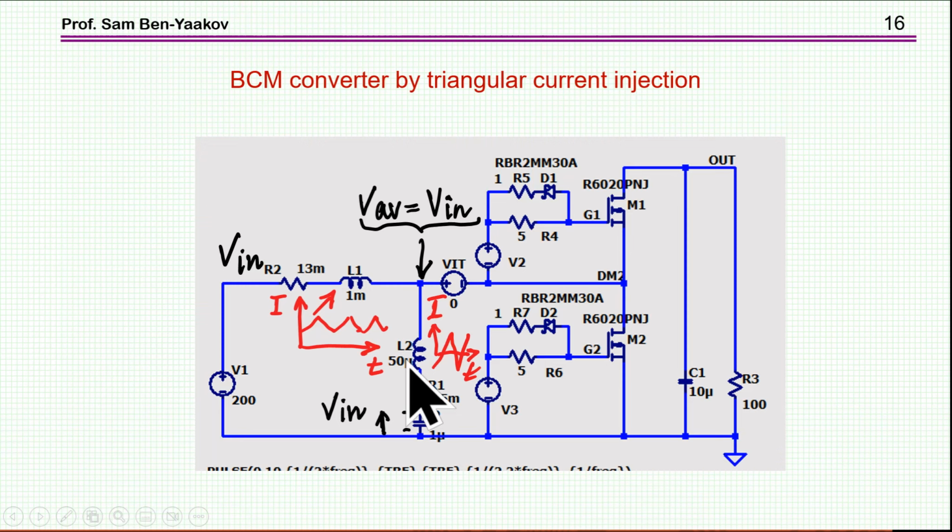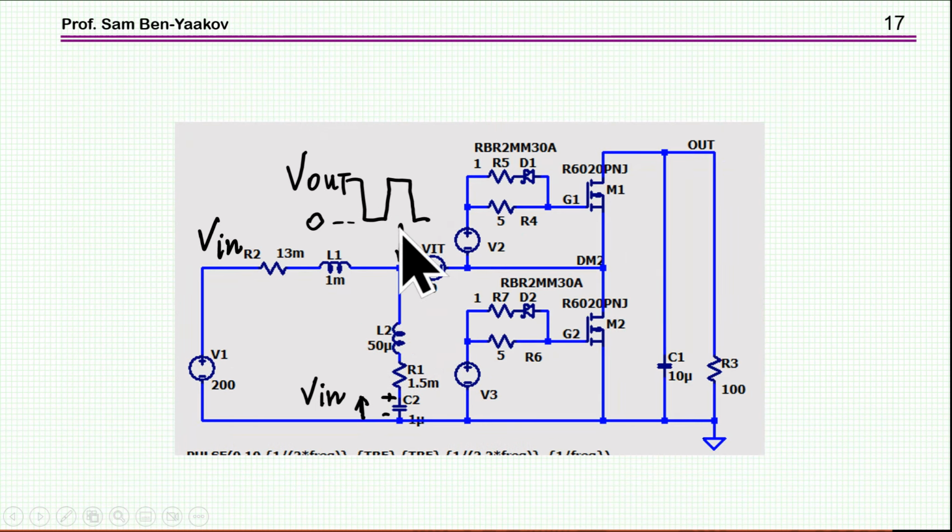Interesting to note is the following. At steady state, the average voltage on the inductor is 0. So the average voltage here is actually V in. Consequently, since the average voltage on this inductor is 0, this is also V in. So you see that this inductor and this inductor are actually subjected to exactly the same waveform. Here we have a pulsating waveform. Here we have V in. Here we have V in. So consequently, we have the same situation in these two.